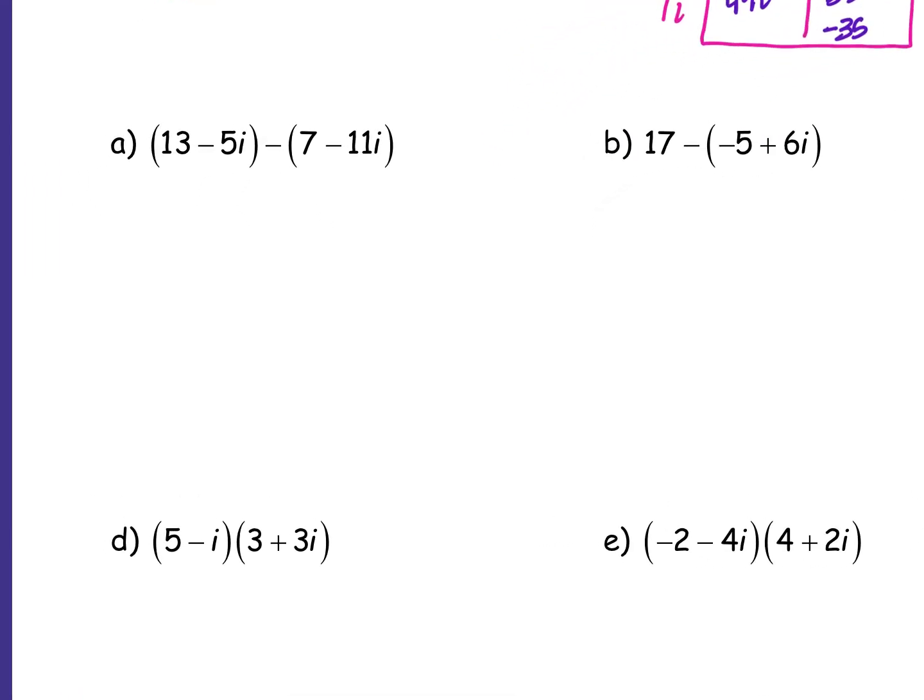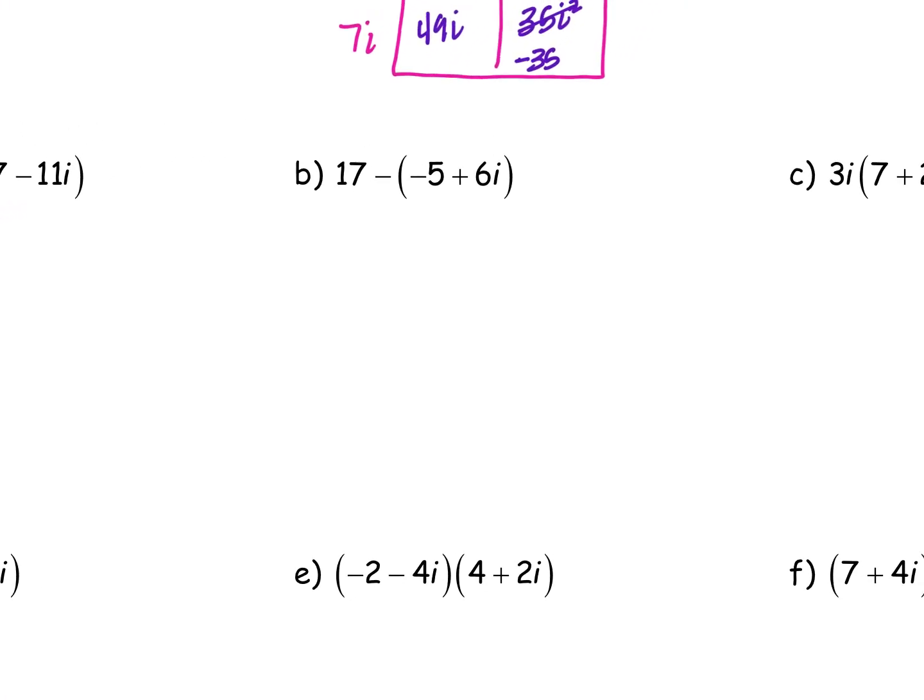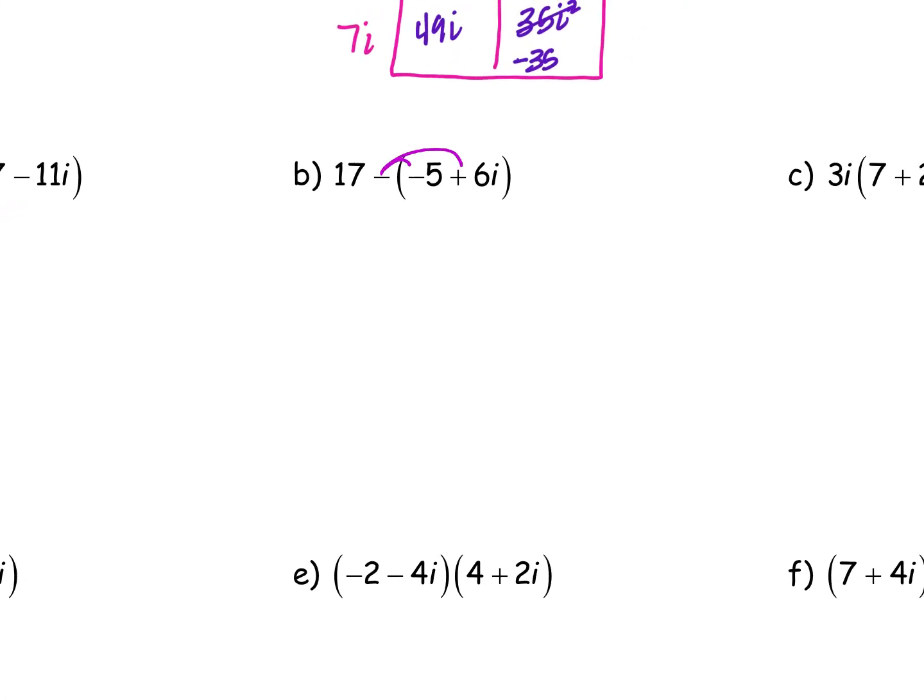So let's get this done. I'm going to add my like terms. So 13 minus 7 is 6. And then negative 5i minus a negative 11i is 6i also. So that's 6 plus 6i. And then we're also subtracting here, so I'm distributing my negative. So 17 plus a minus 5 would be 22, minus 6i.